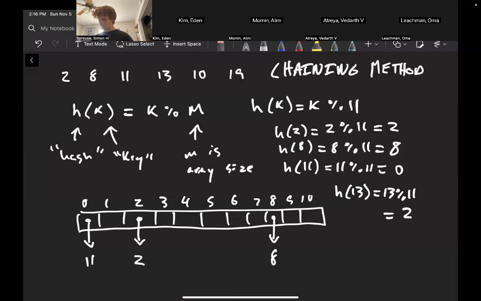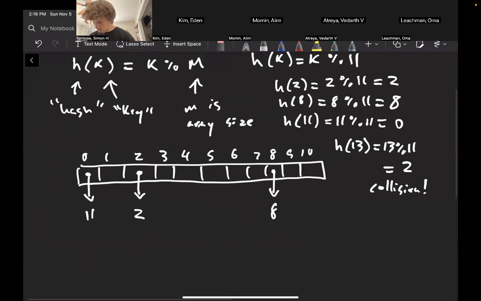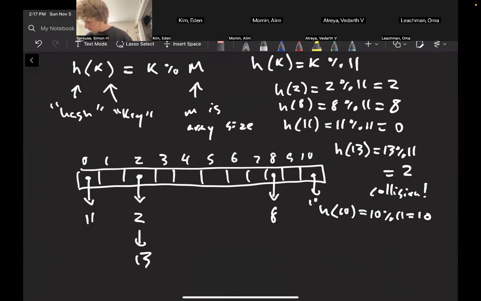So this is our first collision, because we already have something at 2, right? But in the chaining method, that's why I did this first, because I think it's the easiest. That's really no big deal, because now we just add it to the same bucket. Now we're going to add 10. So hash of 10 is going to equal 10 mod 11, in this case 10. So that'll go here. Actually, let me move this and redraw this. So that'll go here.